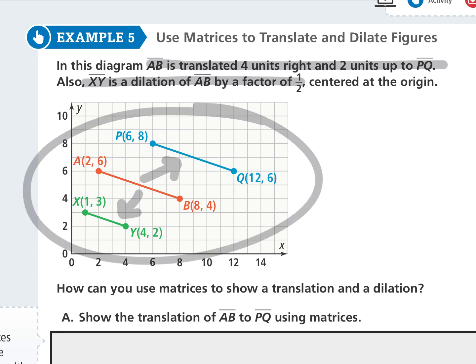I don't really care about the XY axis labeling, but you need to have the different coordinates given because that will be relevant. So the first thing we need to do is represent AB as a matrix. So I'm going to do that using, in this instance, a square matrix. X will go on the top and Y will go on the bottom. Think of this almost like a horizontal table. So if X is 2, Y is 6. If X is 8, Y is 4. So this is going to be the matrix that I use for AB.